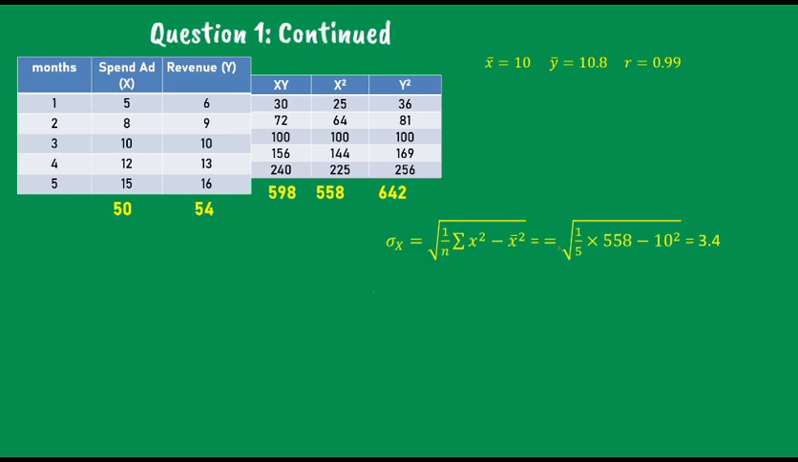Now we first calculate sigma x. This is the formula of the standard deviation of x: 1 by n summation x square minus x bar square. So this is equal to 3.4.